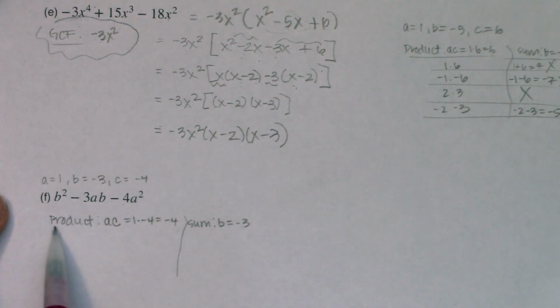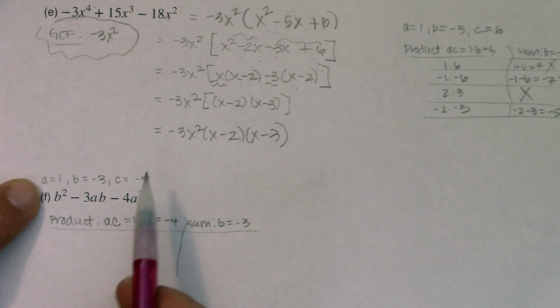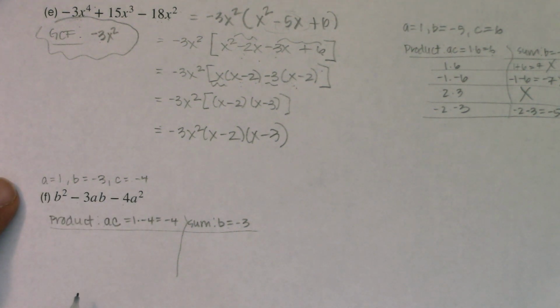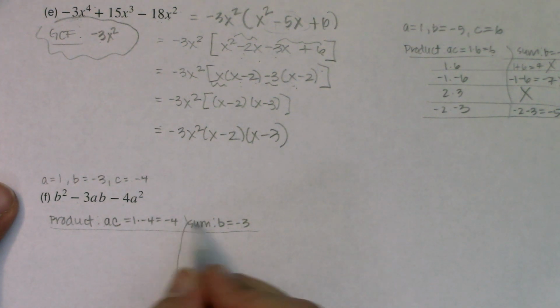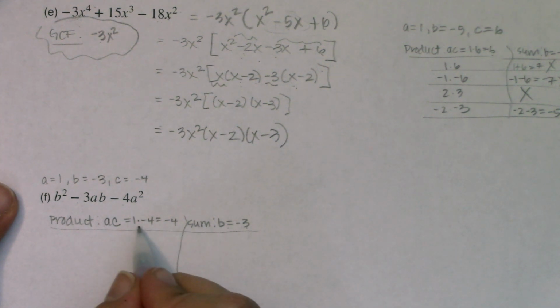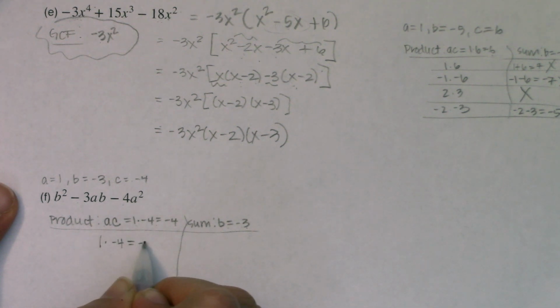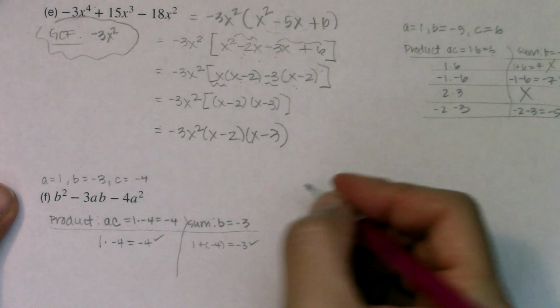And I want to acknowledge that we're double using the letters A and B, right? I know there's an A and B in the actual original problem, but when I refer to A, B, and C here, I'm talking about the coefficients. Okay, so let's think about what on earth could multiply to negative 4 and sum to negative 3. And maybe you actually already see it. It's written here, right? 1 times negative 4 is negative 4, and 1 plus a negative 4 is negative 3.